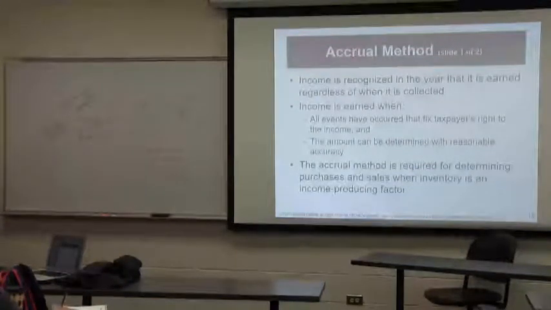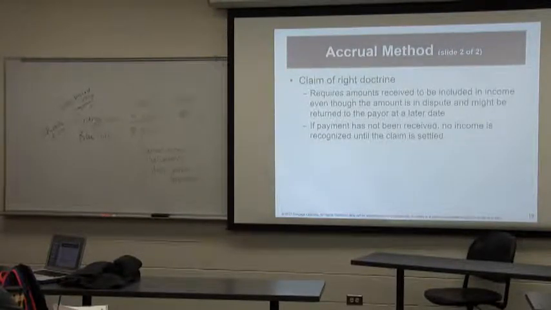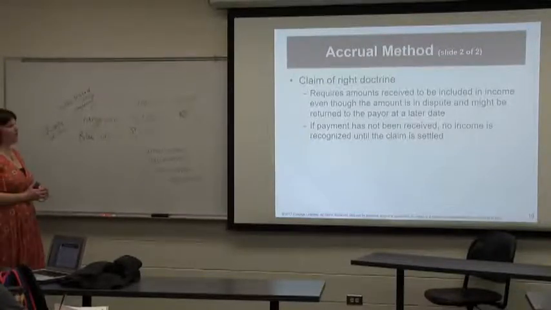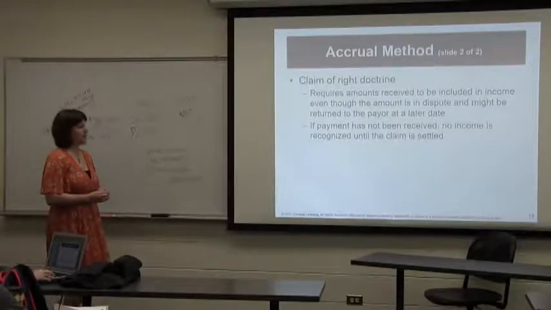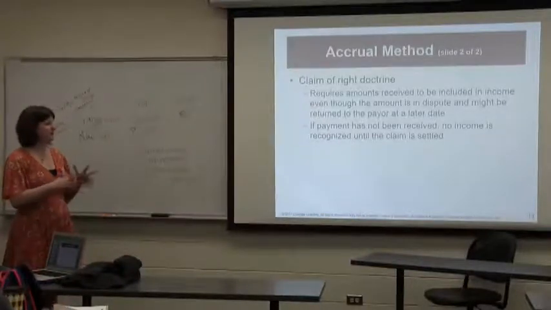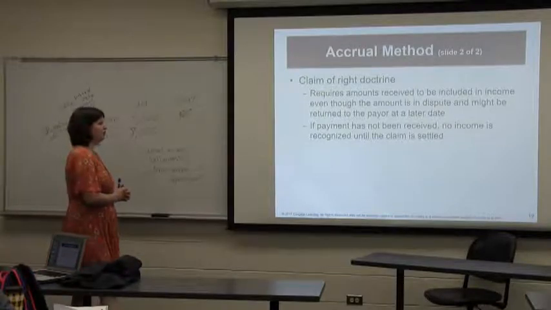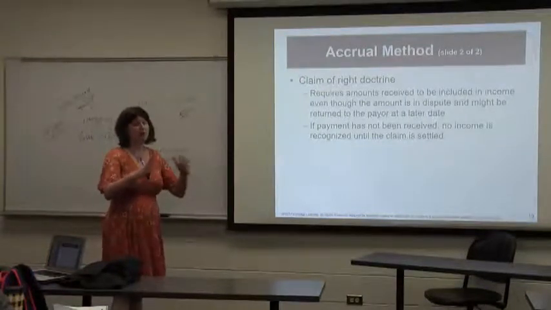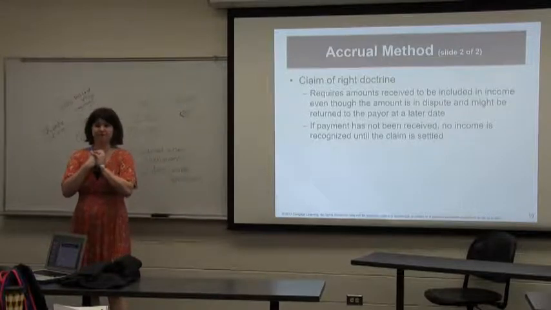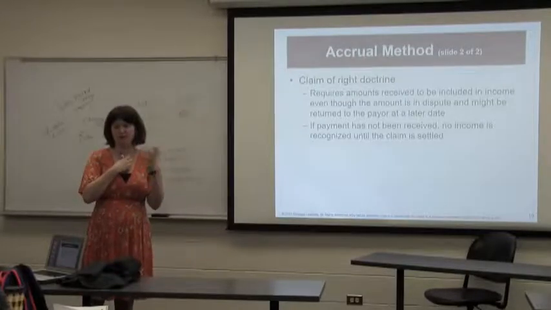Okay. There is an exception. There is something called the claim of right doctrine. This is where sometimes students get confused. This is an exception to the accrual method. So let's say I bill a client $3,000, and I'm an accrual method taxpayer. I send him the invoice at the end of 16.